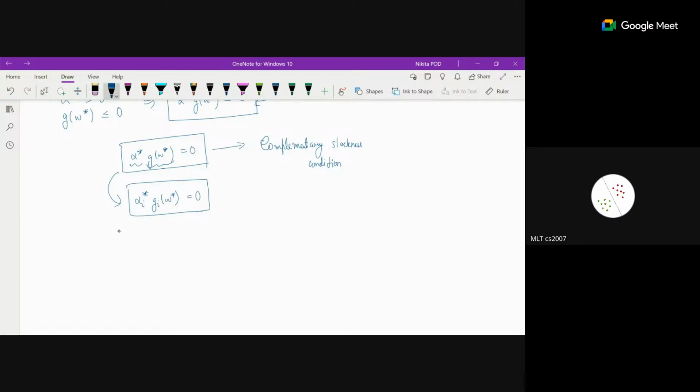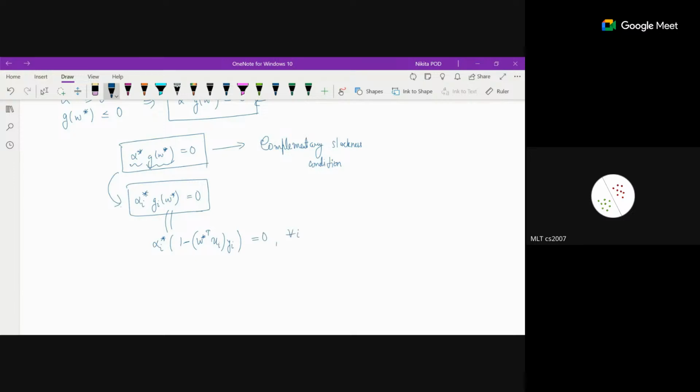So from here, what can we say? From here, you have alpha i star, and what was my g i of w star? It was 1 minus w star transpose x i y i, right? And this is equal to 0 for all i.